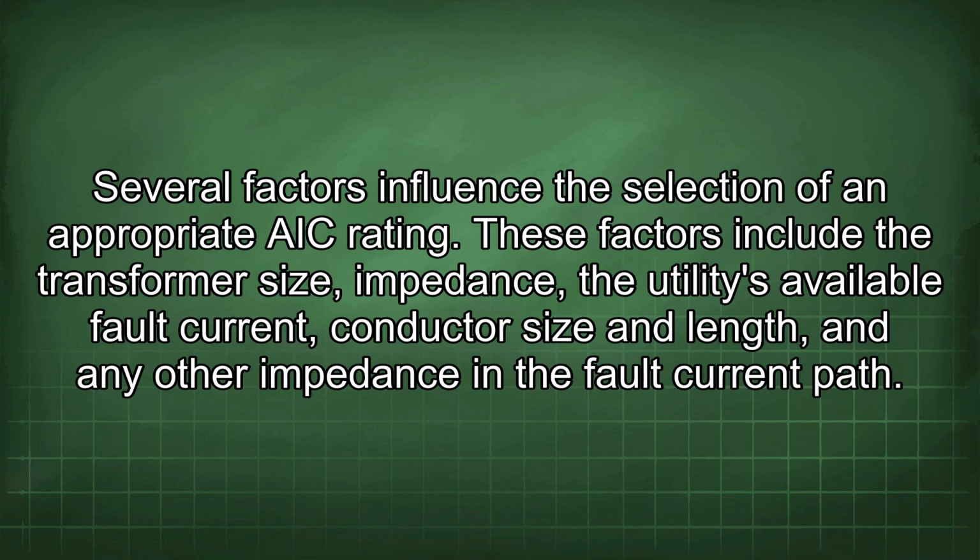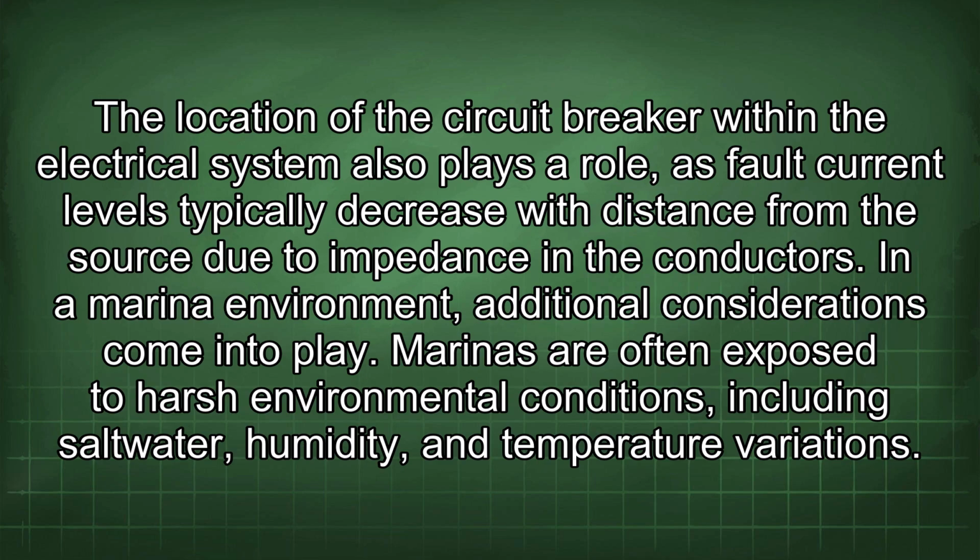Several factors influence the selection of an appropriate AIC rating. These factors include the transformer size, impedance, the utility's available fault current, conductor size and length, and any other impedance in the fault current path. The location of the circuit breaker within the electrical system also plays a role, as fault current levels typically decrease with distance from the source due to impedance in the conductors.